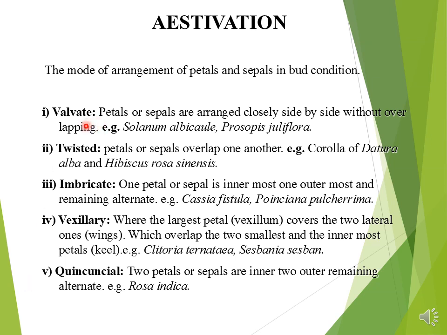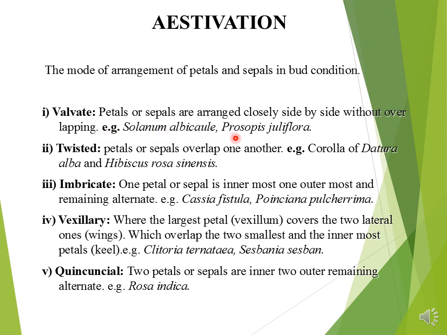Valvate estivation is when the petals and sepals are arranged closely side by side without overlapping. Examples are Solanum and Prosopis. Twisted is when the petals or sepals overlap one another. The corolla of Thevetia and Hibiscus rosa-sinensis are examples.